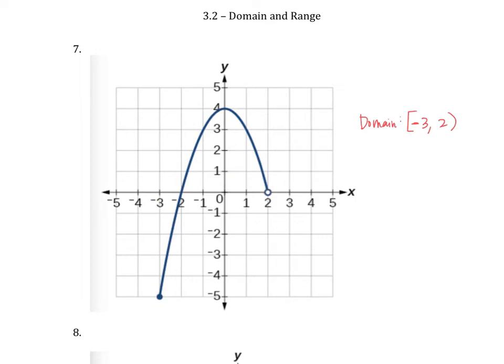Okay, range is bottom to top. So the lowest point I see is way down here at the bottom. And that corresponds to a y value of -5. Okay, and now the top value. The highest point on the graph is up here. And that's at a y value of 4. So -5 to 4 is the range. Okay, so again, domain, you're looking for the leftmost value and the rightmost value. The range, you're looking for the bottom value and the top value.